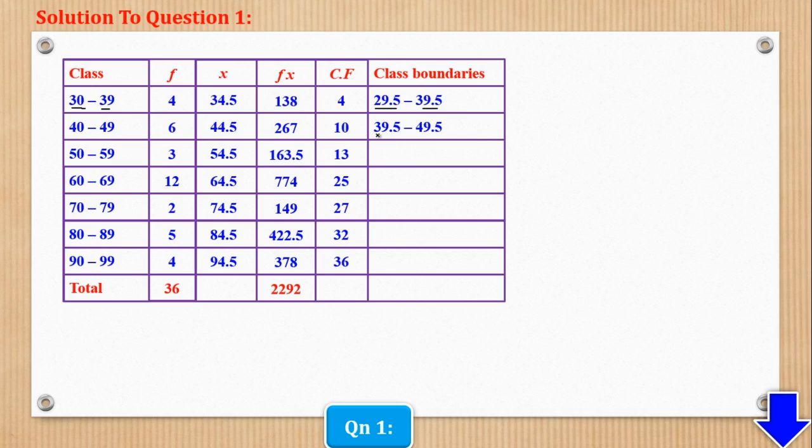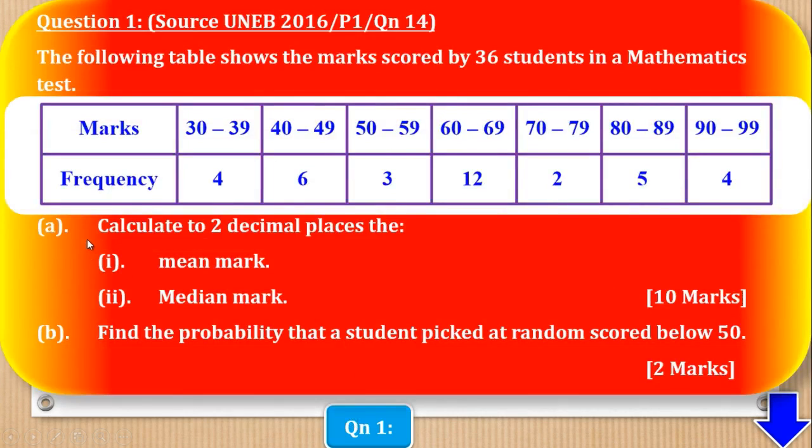Then for the second one, it will be 39.5 and 49.5. Next it will be 49.5 and 59.5. Next will be 59.5 and 69.5. Next 69.5 and 79.5, 79.5 and 89.5, 89.5 and 99.5. So now what you have done, you have generated all the values that we'll need to answer the questions as in the given questions. So we shall now go back to our A Roman 1.